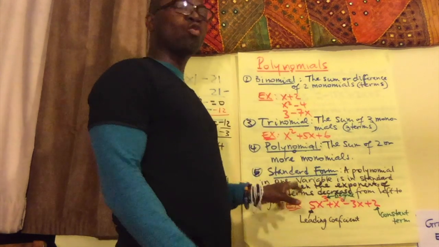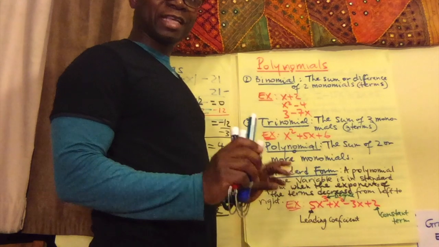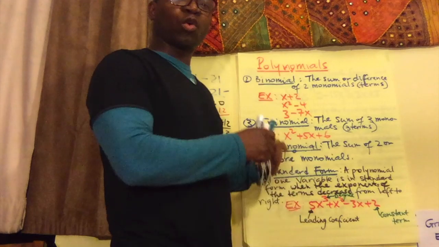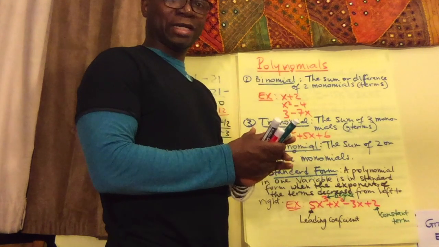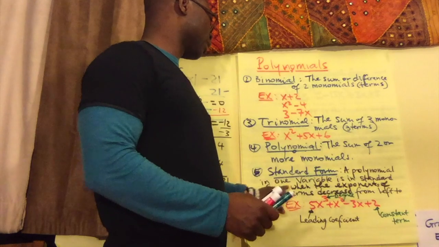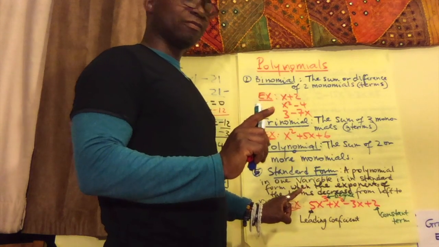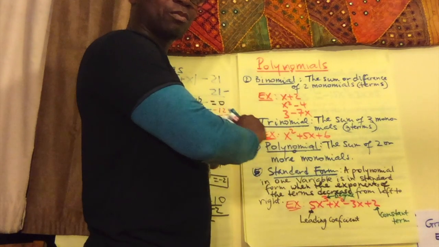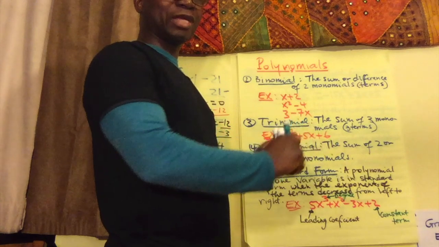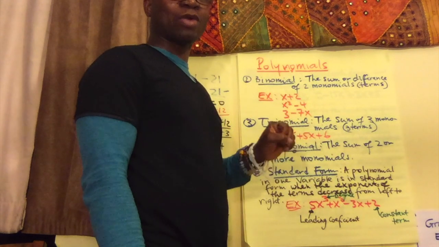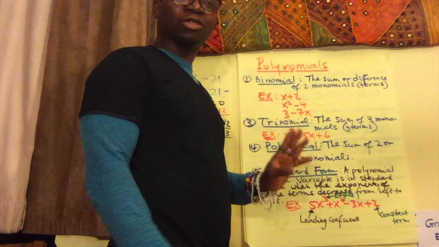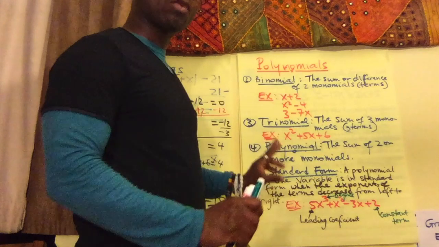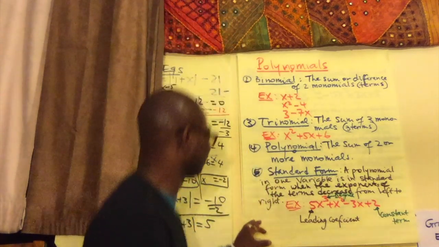A polynomial in one variable is in standard form when the exponents of the terms decrease from left to right. Okay? So it's got to be only one variable. It cannot be x and y. It's got to be just either x or y or z or whatever, or m or q, whatever you want. But it's got to be only one variable. Cannot be more than that.